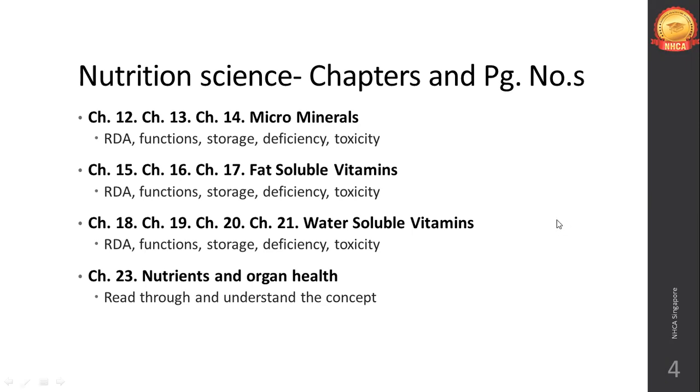Next is fat soluble vitamins. That is chapters 15, 16, 17. Those who have the new edition textbook, chapter numbers may vary a little bit, so I'll read out the chapter names. Fat soluble vitamin part 1 is vitamin A. Part 2 is vitamin A deficiencies. And part 3 is vitamin D, E, and K.